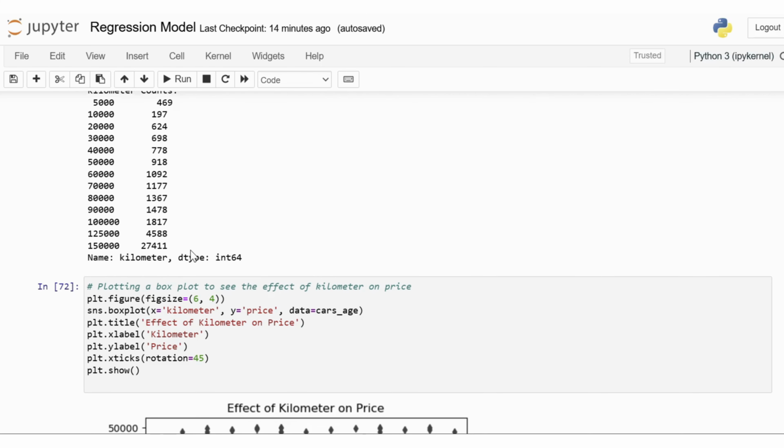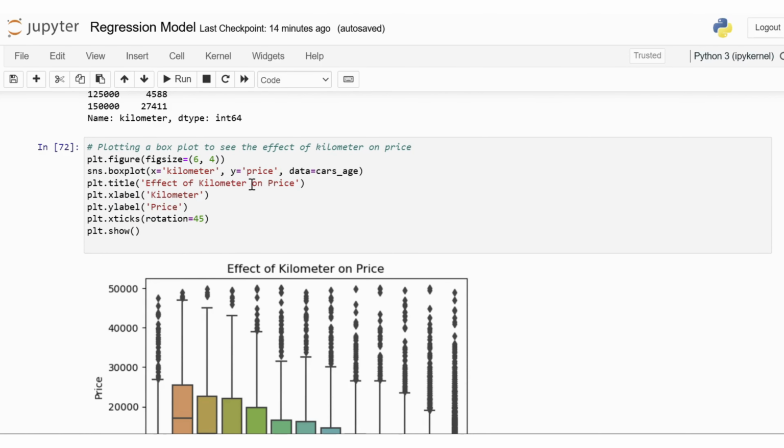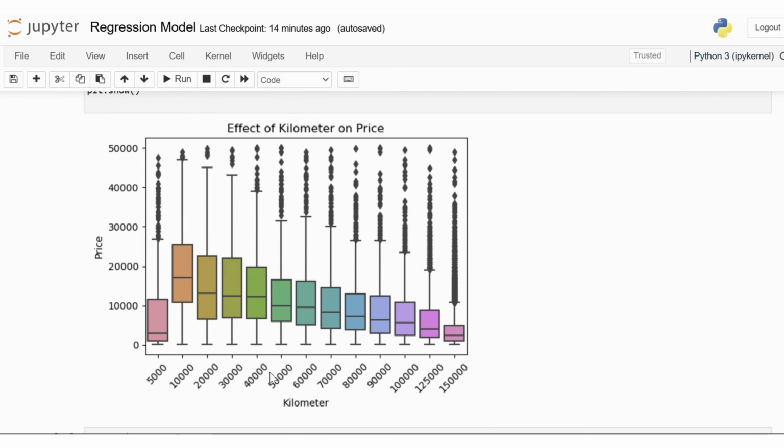This box plot visualizes the relationship between the kilometers driven, on the x-axis, and the car price, on the y-axis. Each box represents a different range of kilometers driven, and the prices are represented along the vertical axis. The key observations of the box plot are that the median price, the line within each box, generally decreases as the kilometers driven increase.